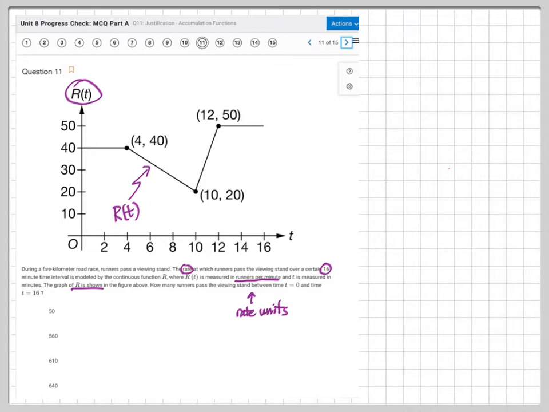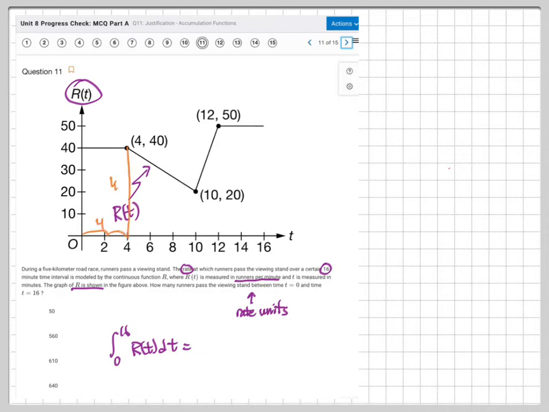Okay, so how many runners, that's a quantity, how many runners pass the viewing stand between 0 and 16? So booyah, this is what we're trying to look for. We're going to take the integral of a rate function between 0 and 16, and that will give us the total number, or the net change in the quantity of runners that passes the stand from however many runners there were at 0 all the way to 16.